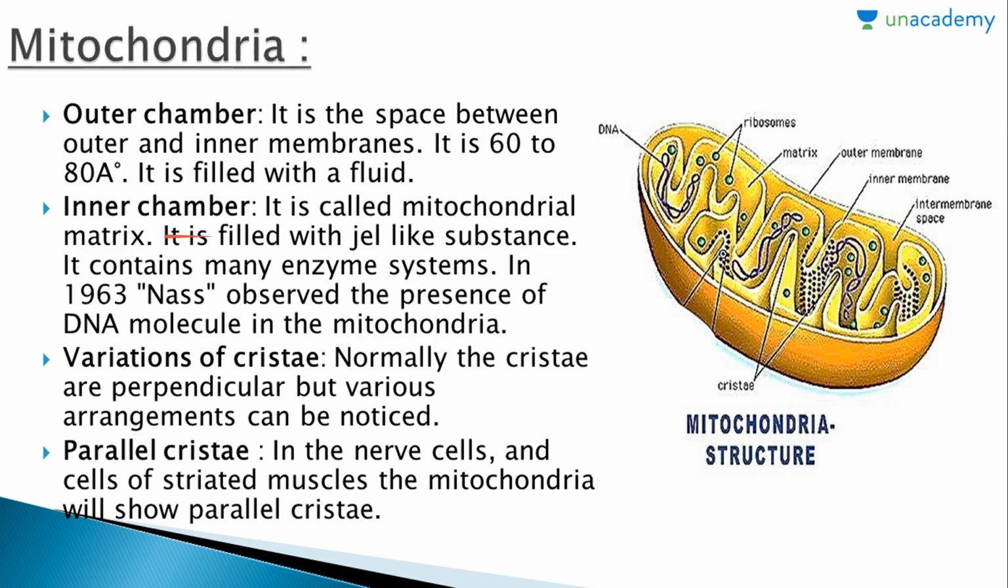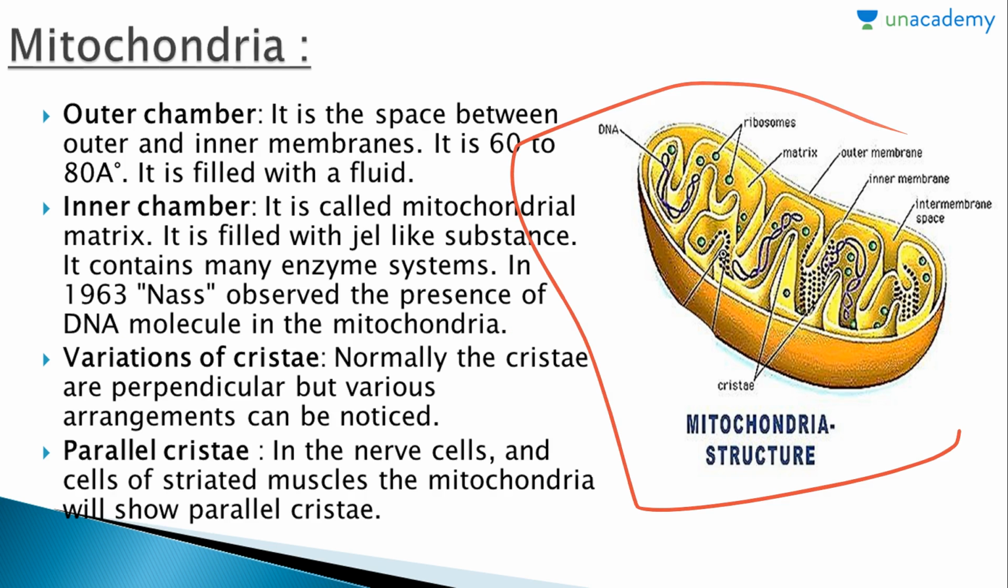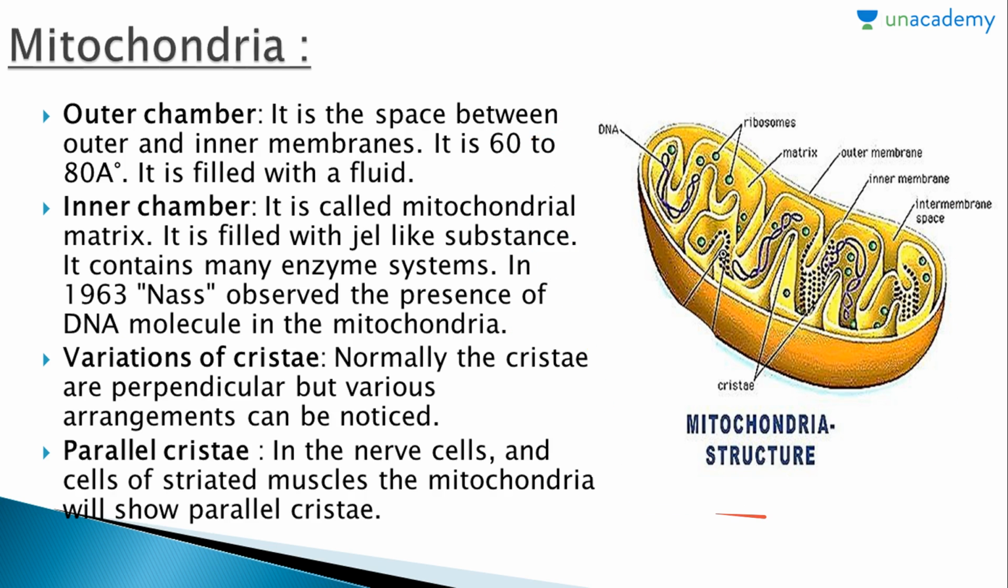The inner chamber is called the mitochondrial matrix. It is filled with a gel-like substance. It contains many enzyme systems. In 1963, Nass observed the presence of DNA molecules in the mitochondria, which was a very important discovery. You can first have a look at the diagram of a normal mitochondrion. We have the DNA present, the ribosomes, the matrix, the outer chamber, the inner chamber, and the intermembranous space. These are the cristae, that is, the inner foldings of the wall.